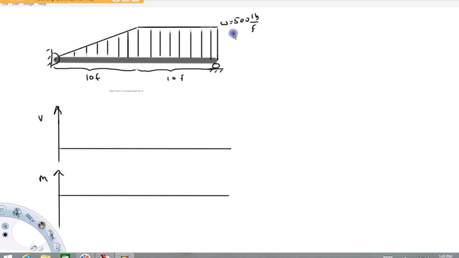The first thing we want to do here is start by finding the reactions. In most statics problems or in strength of materials, when you're analyzing a structure, usually the first thing you want to do is find the reactions. So I'm going to go ahead and do that. What I'm going to do is draw a free body diagram of this beam.